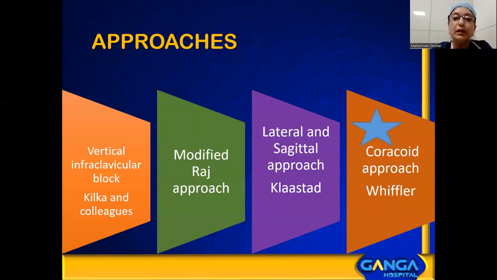Now, how to do the infraclavicular block? Coming to the approaches, various approaches have been described: the vertical infraclavicular block by Kilka and colleagues, the modified Raj approach, and the lateral and sagittal approach by Klaastad. Whiffler described the coracoid approach, and this coracoid approach is the one most commonly used in all organizations.